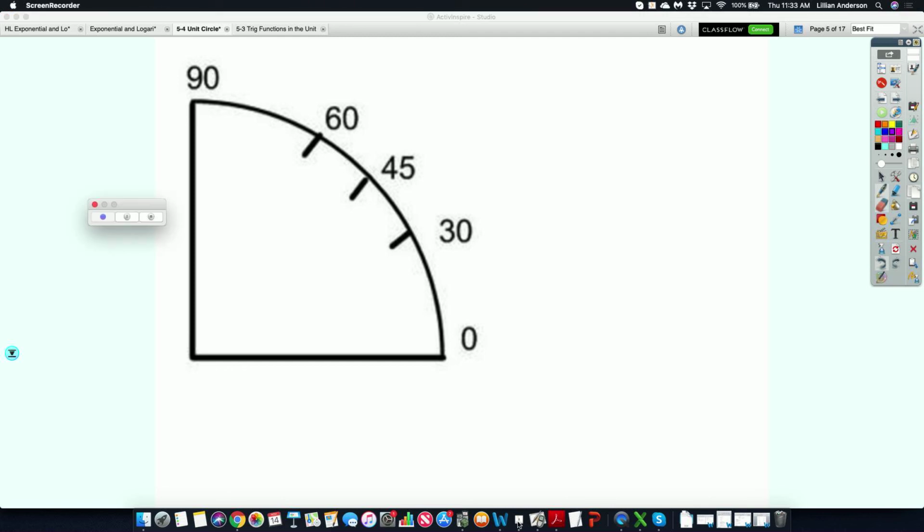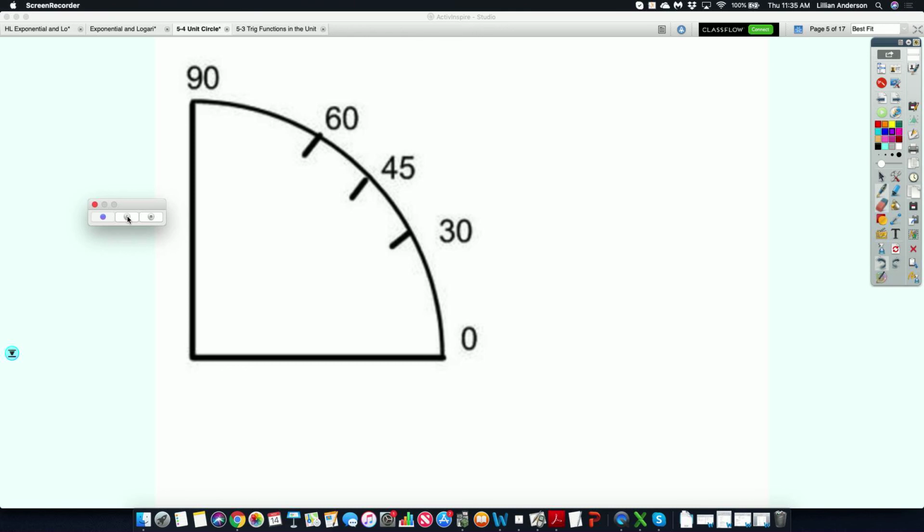As you can see in the first quadrant of the unit circle, the degrees are already labeled for you: 0, 30, 45, 60, and 90 degrees. Okay? This particular pattern of 30, 45, 60, and 90 actually does continue for the other quadrants. They're all equally spaced in the other quadrants the exact same way.